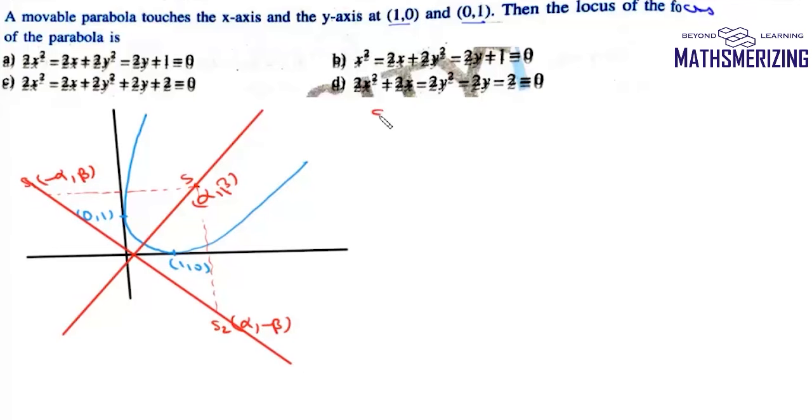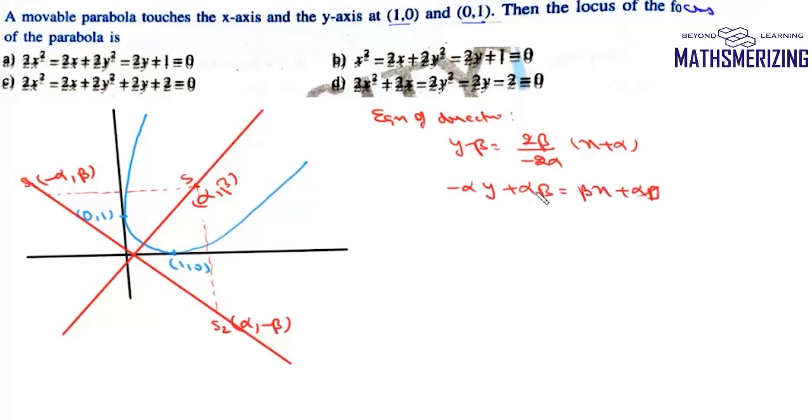So the equation of the directrix for this parabola will be y - beta. Now what is the slope? The slope is 2 beta upon -2 alpha, and then (x + alpha). So 2 and 2 will cancel. So I'll get -alpha y + alpha beta = beta x + alpha beta. So the equation of the directrix will be beta x + alpha y = 0.